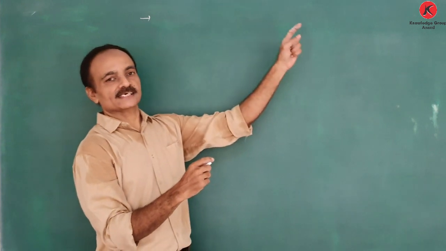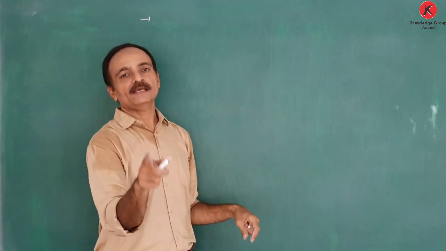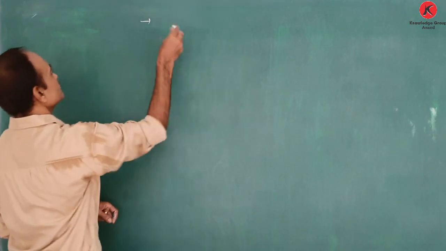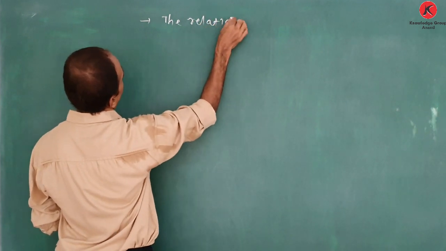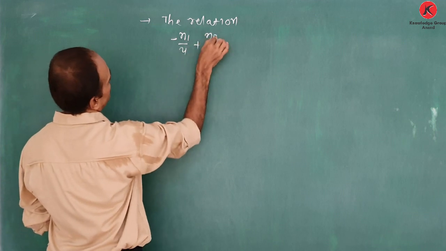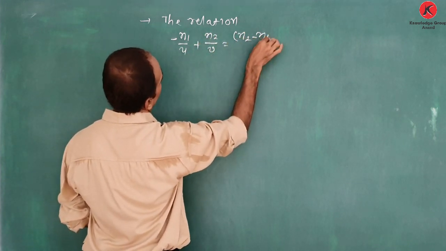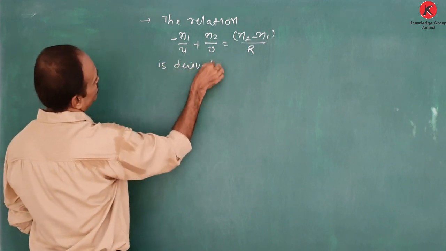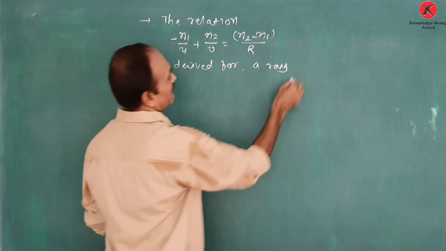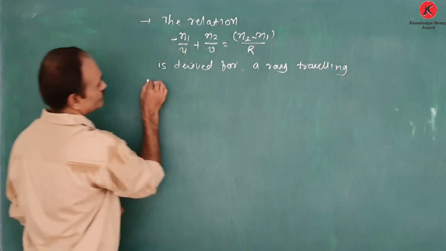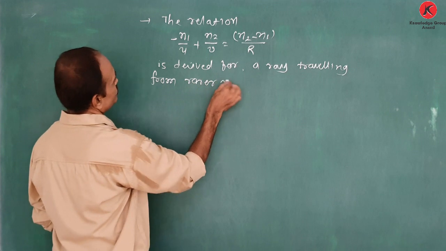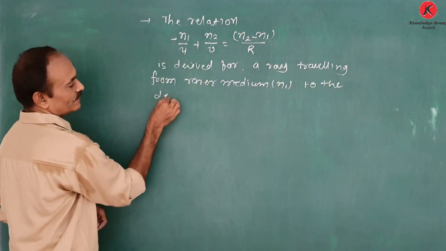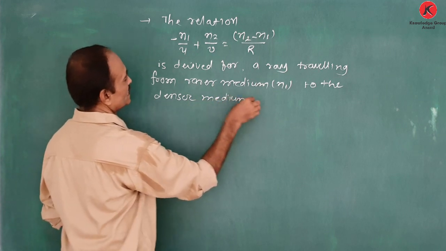Okay, so we have the relation for the ray traveling from the medium of refractive index n1, the rarer medium, to the denser medium of refractive index n2: minus n1 upon u plus n2 upon v is equal to n2 minus n1 upon R. This is derived for a ray traveling from the rarer medium having refractive index n1 to the denser medium having refractive index n2.